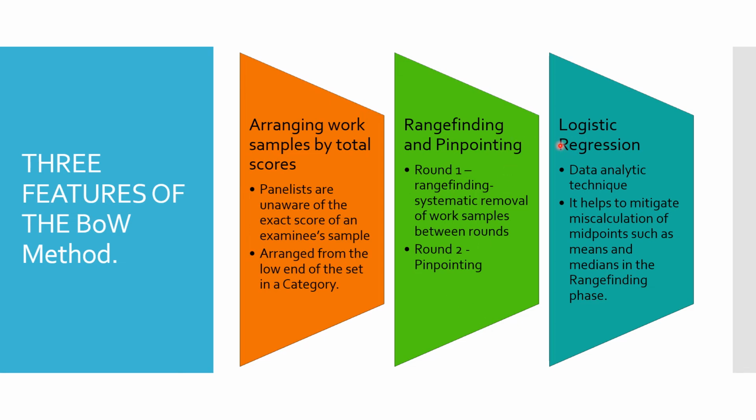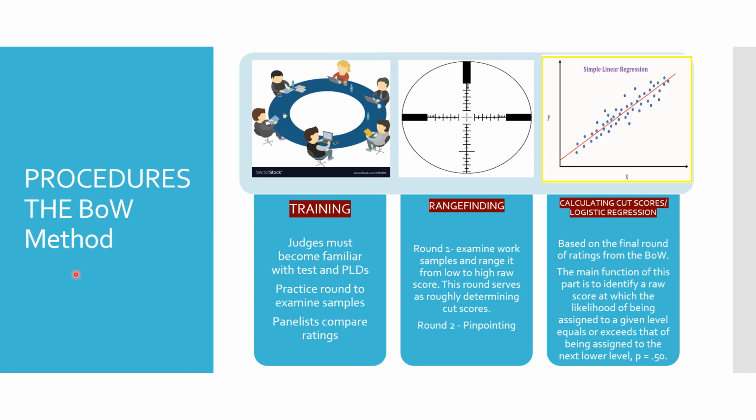So logistic regression is the statistical method. It's a data analytic technique that helps to mitigate any kind of miscalculation of midpoints, such as means and medians, in the range finding or round 1 phase. So procedures of the body of work method: we have three procedures, training, range finding, and pinpointing, and calculating that cut score, which is the logistic regression.